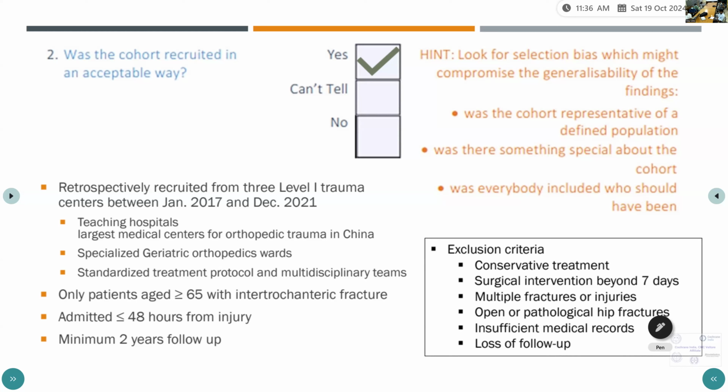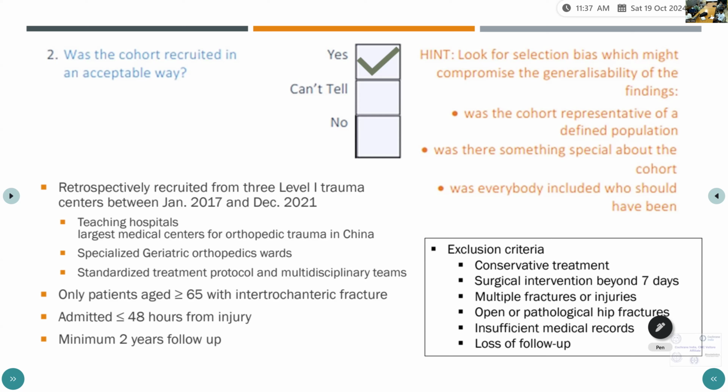They have excluded those with multiple fractures or injuries, with open or pathological hip fractures, insufficient medical records, and loss of follow-up. So this is a bit odd, that they have excluded anybody who did not have a complete follow-up till the 2-year time. They have only included patients who had a complete follow-up till the 2-year period.